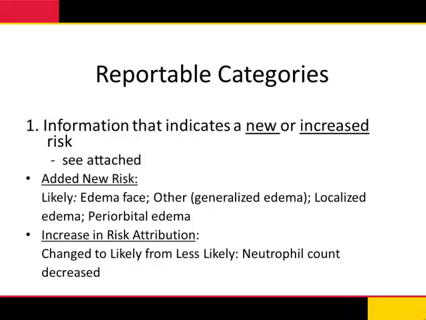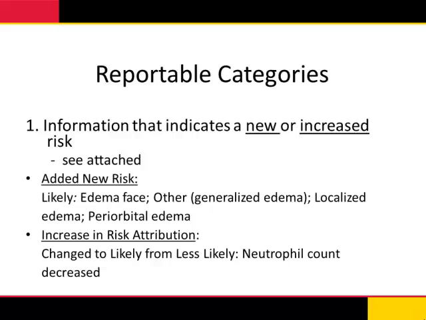So the first category we have listed here is information that indicates a new or increased risk. So again, new or increased risk means it's not in the IRB approved protocol, it's not in the consent form, it's not in the investigator brochure. The IRB hasn't seen it. Here's an example. And all the examples I'm giving are actual examples of things that have come into the IRB. So here's an added new risk for an oncology drug. And these were not in the currently IRB approved protocol.